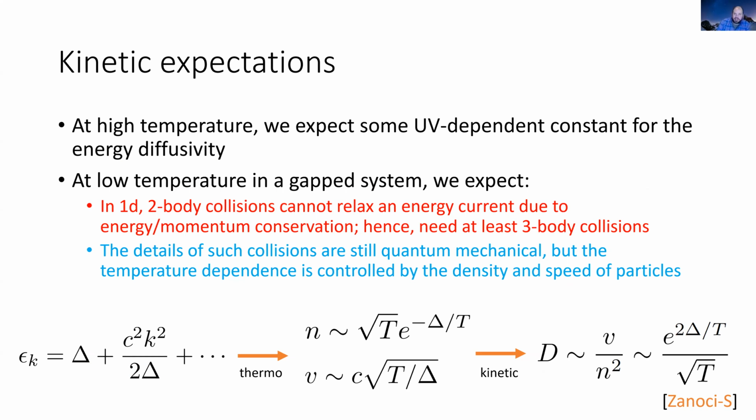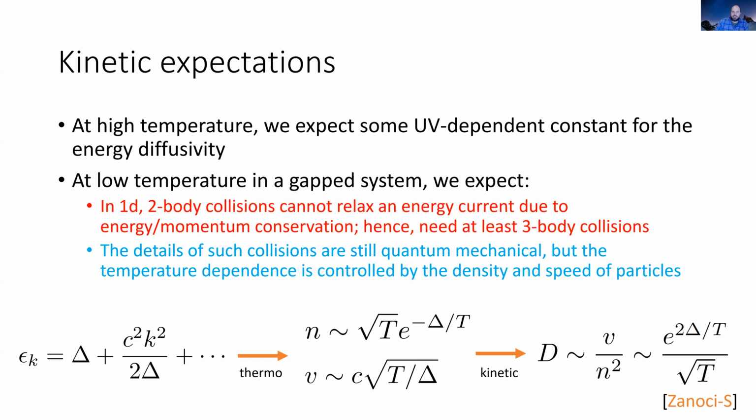You're going to have a dilute gas of quasi-particle excitations. It's like a quantum field theory where the mass is much larger than the temperature. So you just have some dilute gas of excitations. They have some collisions, which can be quantum, but otherwise they're basically a classical gas. And a special feature of 1D is that because of energy momentum conservation, two-body collisions are not sufficient to relax energy currents. That's a special property of one dimension. So you actually need three-body collisions to relax the energy current.